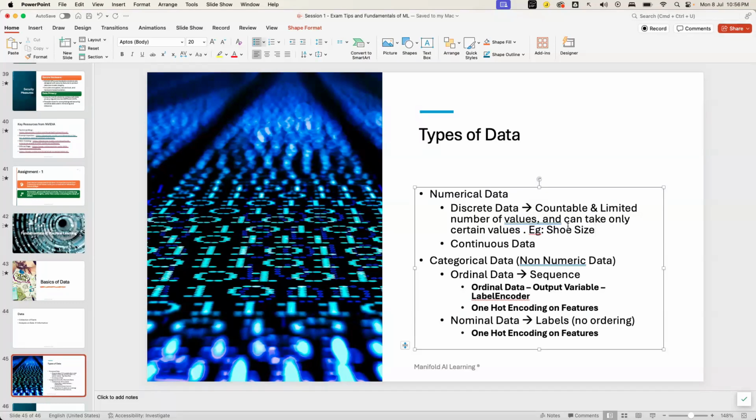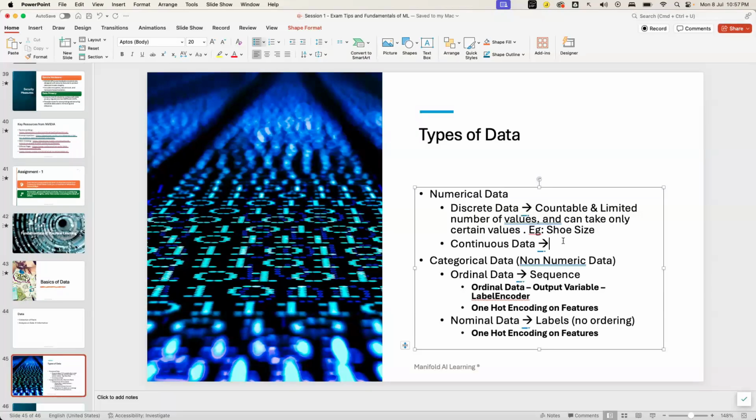It can take only values like 2, 3, 4, 5, 6, or maybe 6.5, 7.5, some finite number. It's a limited number of values. In such a scenario, we call that data discrete data. Or it can be as simple as how many items you have in stock, or how many new clients have onboarded in the previous quarter. In such scenarios, we'll be calling the data discrete data.